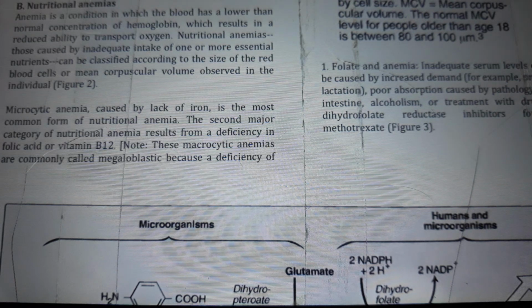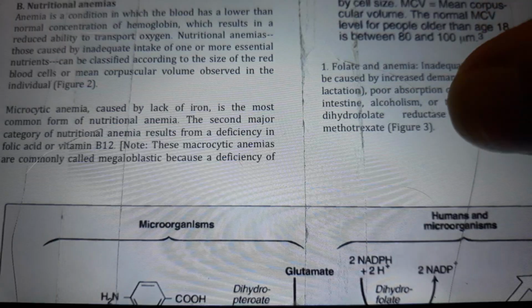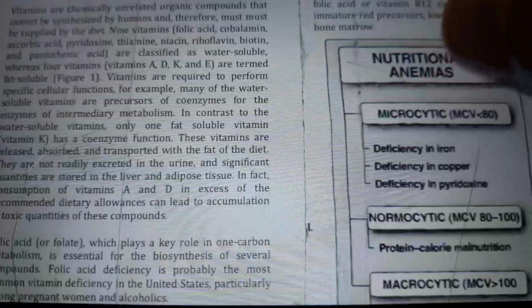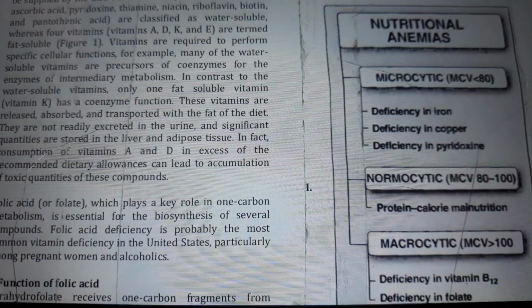Microcytic anemia, caused by a lack of iron, is the most common form of nutritional anemia. The second major category of nutritional anemia results from a deficiency in folic acid or vitamin B12. Note, these macrocytic anemias are commonly called megaloblastic because a deficiency of folic acid or vitamin B12 causes accumulation of large immature red cell precursors known as megaloblasts in the bone marrow.